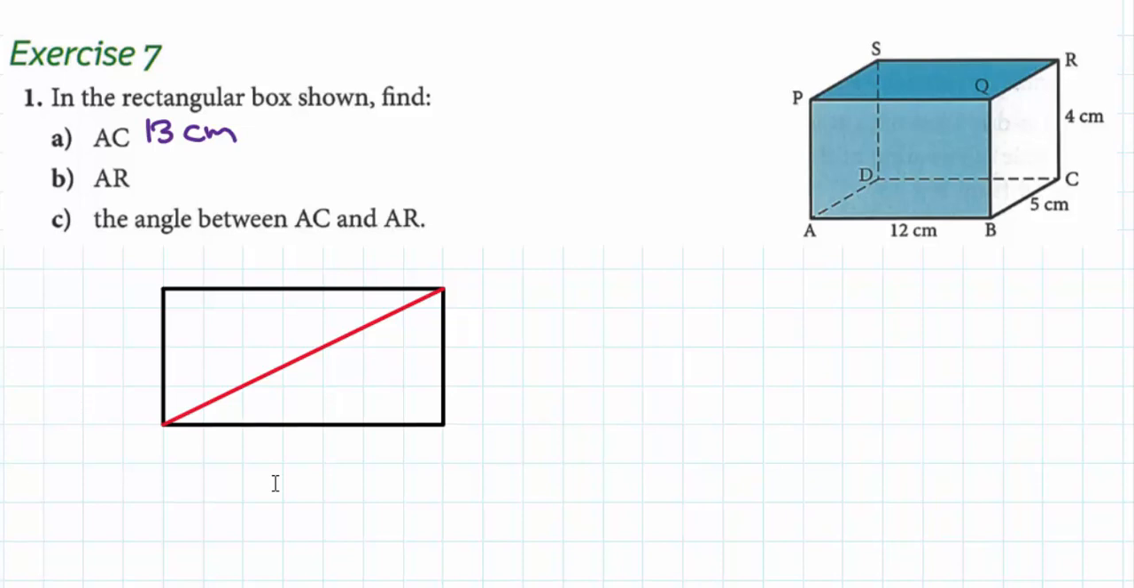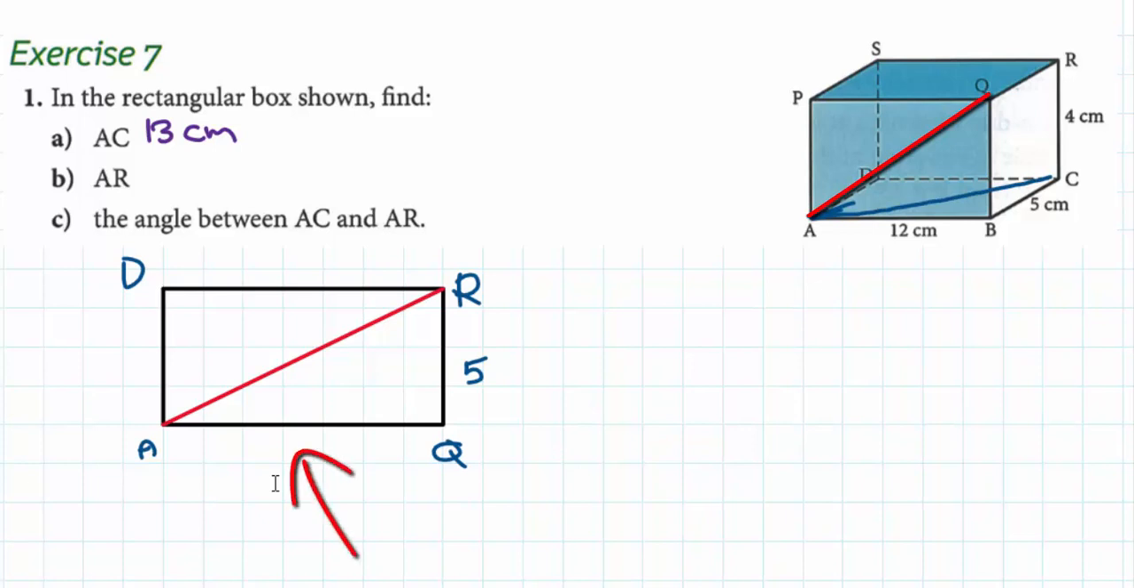Look at this rectangle. If we join A to Q, so here is A, Q is here, and then Q to R, and R to D. AR is the diagonal of this rectangle, AR. Now let's write the dimensions. QR is 5 centimeters because QR is the same length as BC, which is 5. So QR is 5 centimeters. What about AQ? We don't know how long this side is. So firstly, we have to find AQ.